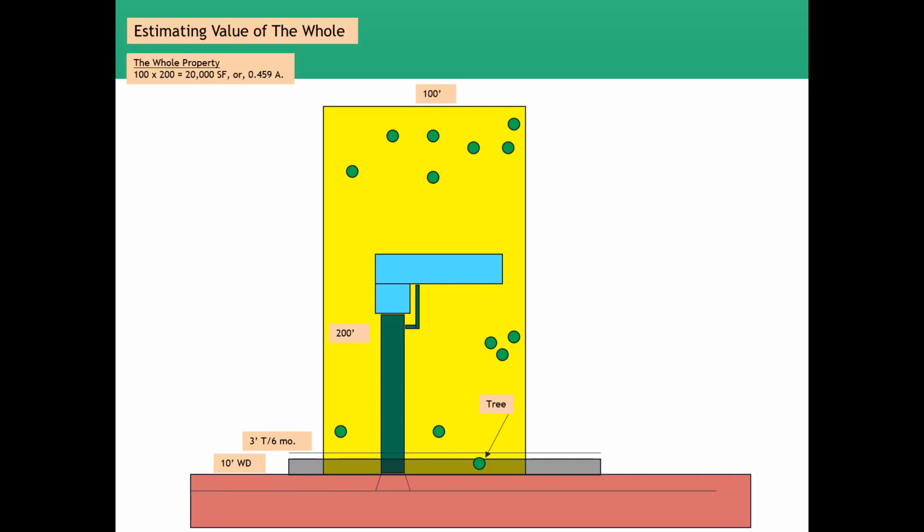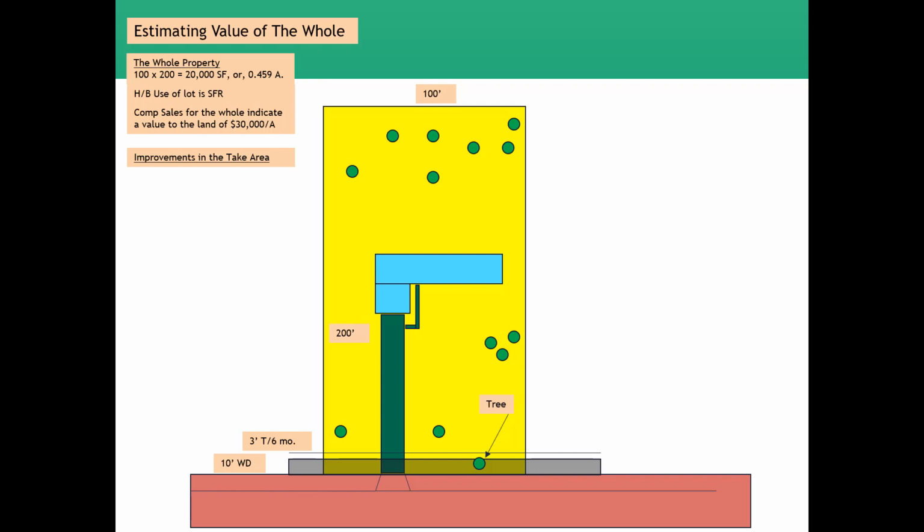We're going to assume that the whole property is 20,000 square feet because the site's 200 feet deep by 100 foot wide, contains 20,000 square feet or 0.459 acres. Its highest and best use of the lot is single family residential. Comp sales for the whole indicate a value to the land of $30,000 an acre.